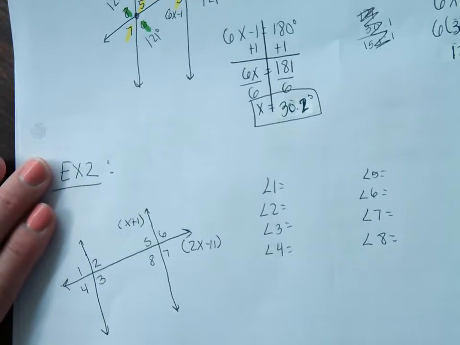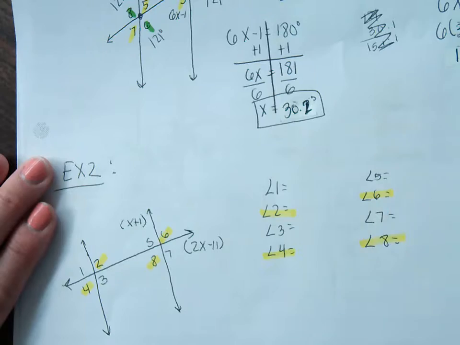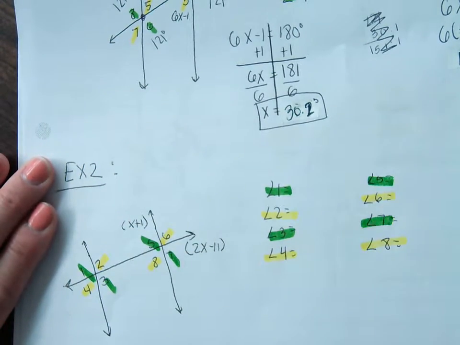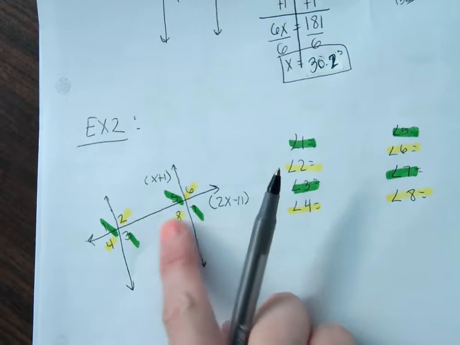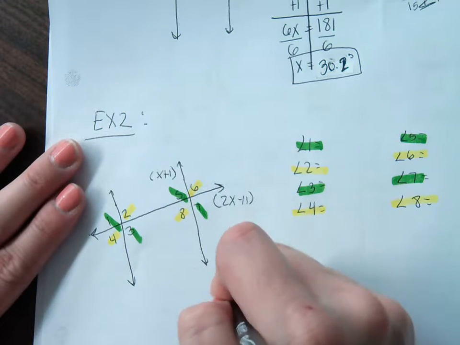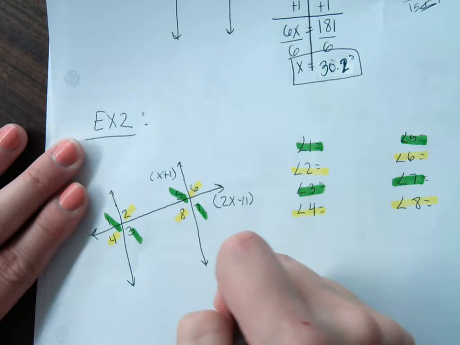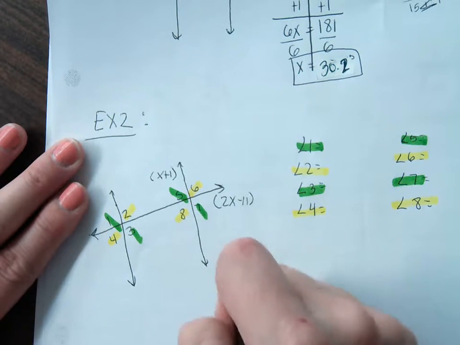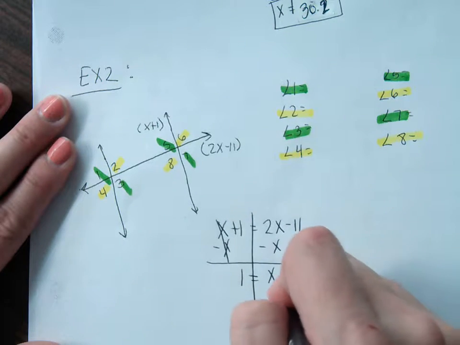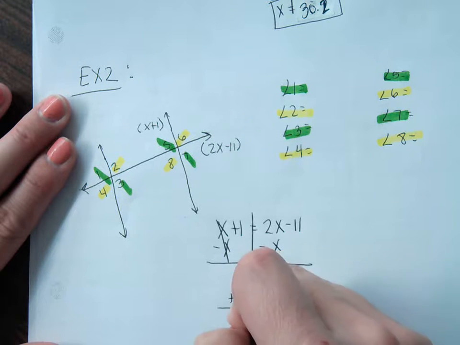Alright, example 2. Again, I'm going to color code. Alright, here we're not given anything right off the bat except expressions. And we know that these two have to be equivalent. So we have x plus 1 equals 2x minus 11. Subtract x from both sides. That leaves me with 1 equals x minus 11. And we're going to add 11 to both sides. I have 12 degrees equals x.